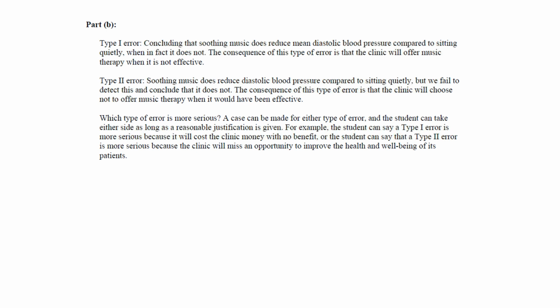So which type of error is more serious? A case can actually be made for either type of error in the situation. So as a student, you can take either side as long as you give reasonable justification. So for example, a student might say that a type 1 error is more serious because it will cost the clinic money with no benefit. Or you might say that a type 2 error is more serious because the clinic will miss an opportunity to improve the health and well-being of its patients.